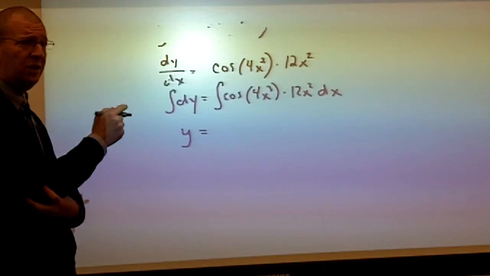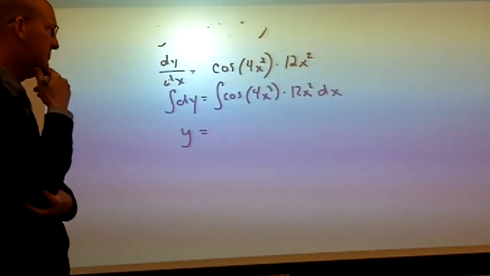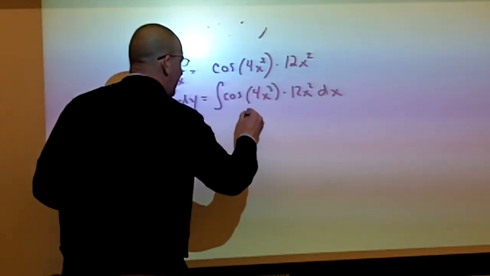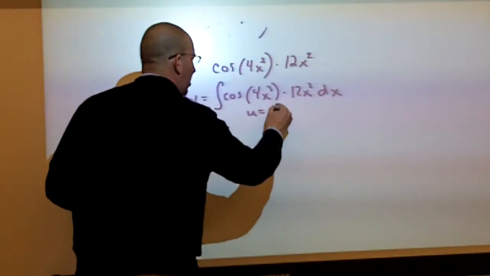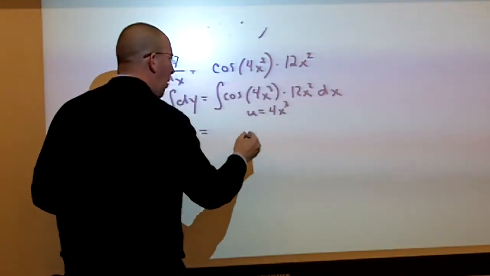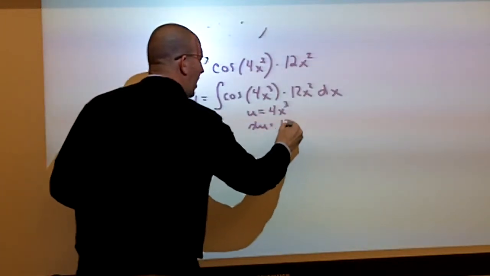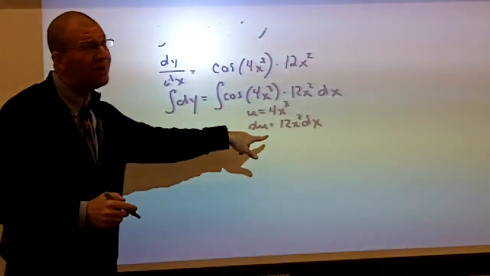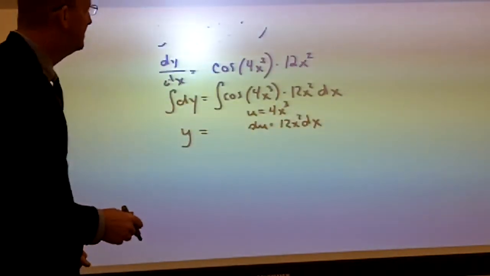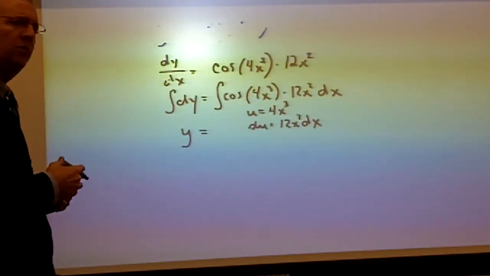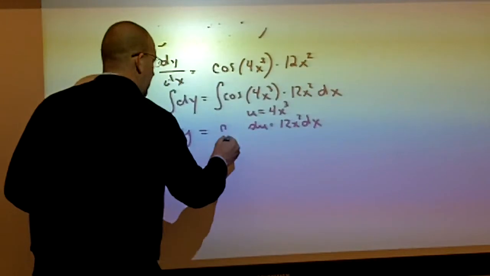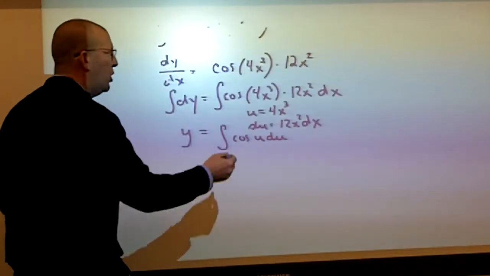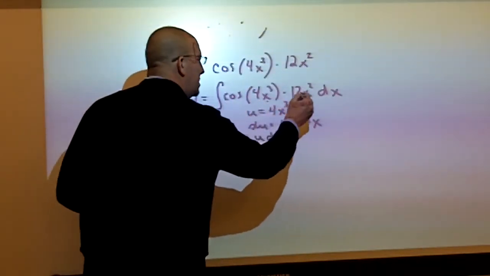Do you see a function and a multiple of its derivative? I do. We're going to let u equal 4x to the third. Then du is 12x squared dx. Remember, that was du over dx, and we just multiplied each side by dx. Let's rewrite the problem. Integral cos u du.